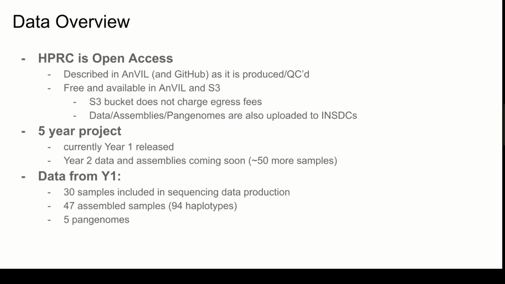In addition to the data that we've included in the sequencing data production, there are actually additional samples which we've sort of scavenged from other consortia. And so what that meant was that from the 30 samples, we were able to make 47 assemblies, which is 94 haplotypes. Those have also been released. Of those 94 haplotypes, we left a few out for QC, and then we added CHM13 and GRCh38 in order to create 5 different pangenome structures.